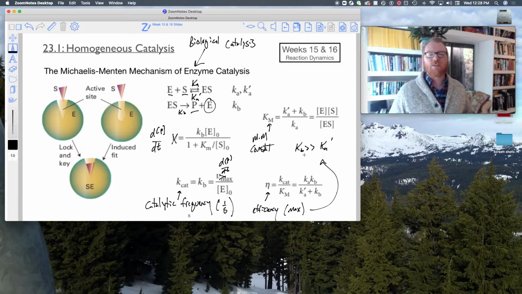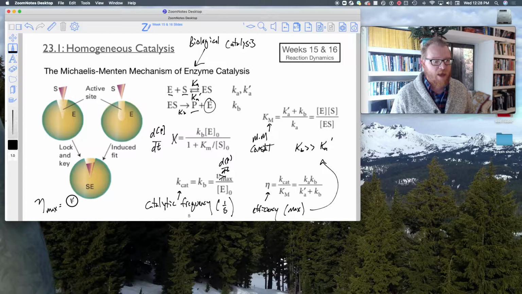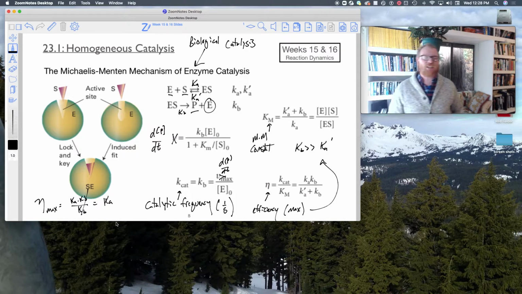And so when that happens, when Kb is much, much greater than Ka prime, I'm going to write this over here, eta max will then equal the following: Ka times Kb. And if Kb is much, much greater than Ka prime, then we can ignore Ka prime because its value will be insignificant compared to Kb. So that's Ka times Kb divided by Kb. That all cancels, and thus the maximum efficiency just becomes Ka.